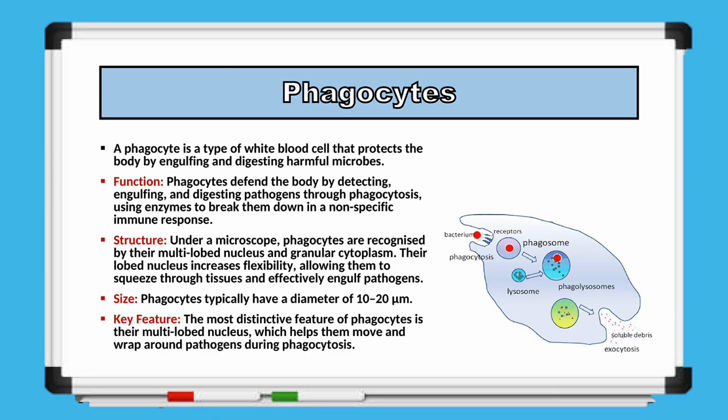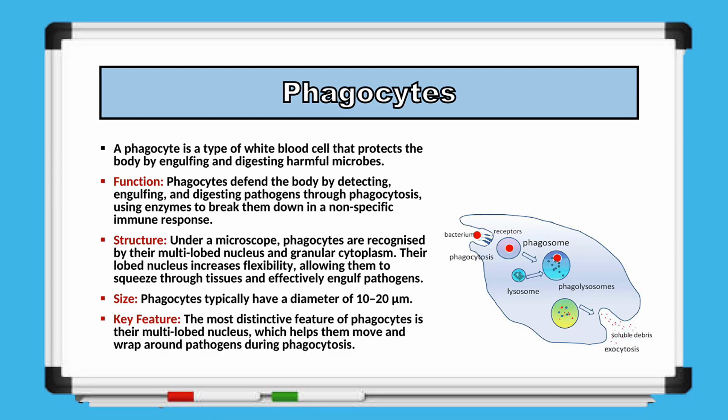This is part of the body's non-specific immune response, meaning phagocytes respond to a wide range of pathogens rather than targeting one specific type. When observed under a microscope, phagocytes can be recognized by their multi-lobed nucleus and the granular cytoplasm. The lobed nucleus makes the cell more flexible, enabling it to squeeze between tissues and surround pathogens effectively. Phagocytes are generally larger than many other blood cells, with a diameter ranging from 10 to 20 micrometers.